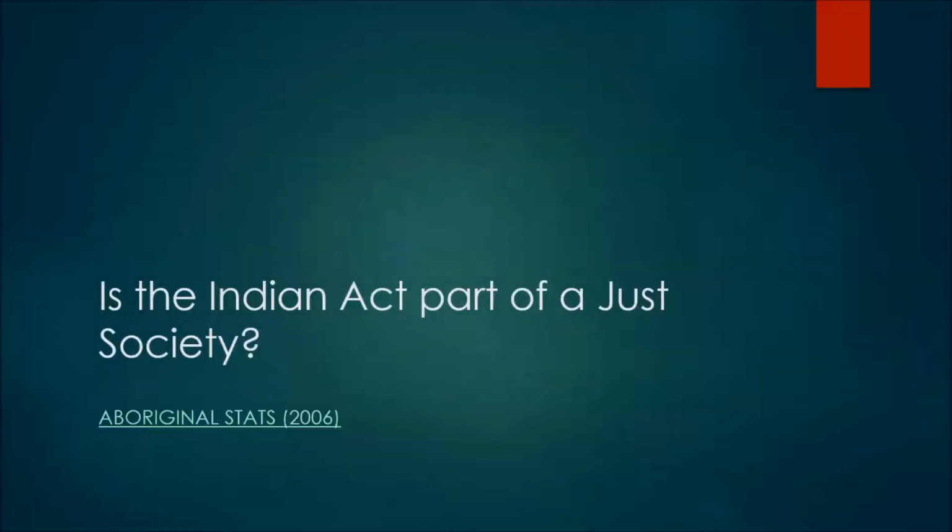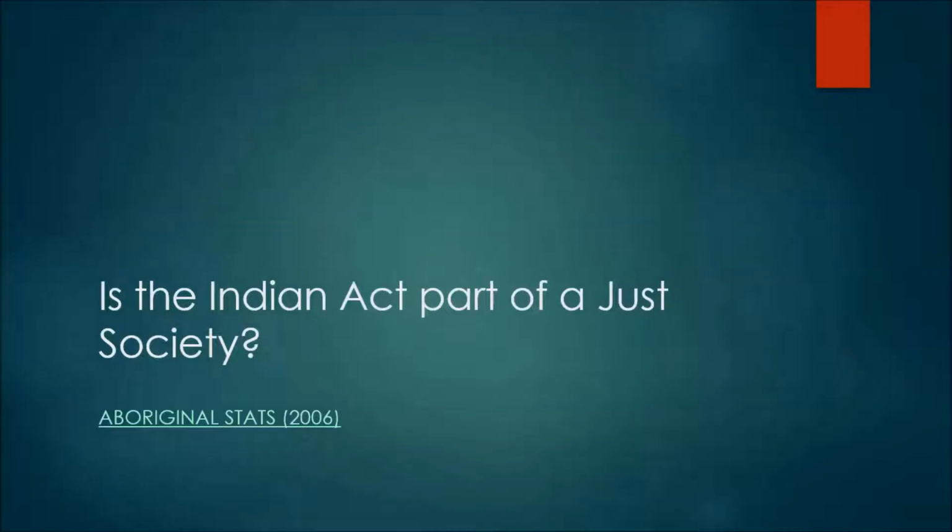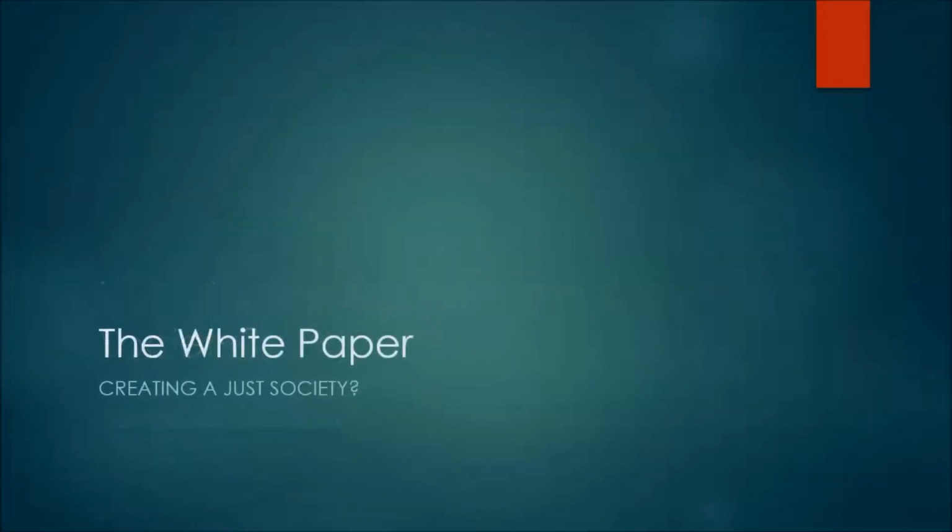So to answer that question, it clearly is not part of a just society. If anything, it's possibly keeping them at a disadvantage, or it's at least created a situation where they're at a disadvantage. So how has Canada tried to rectify this? One attempt came in 1969 with something called the White Paper.